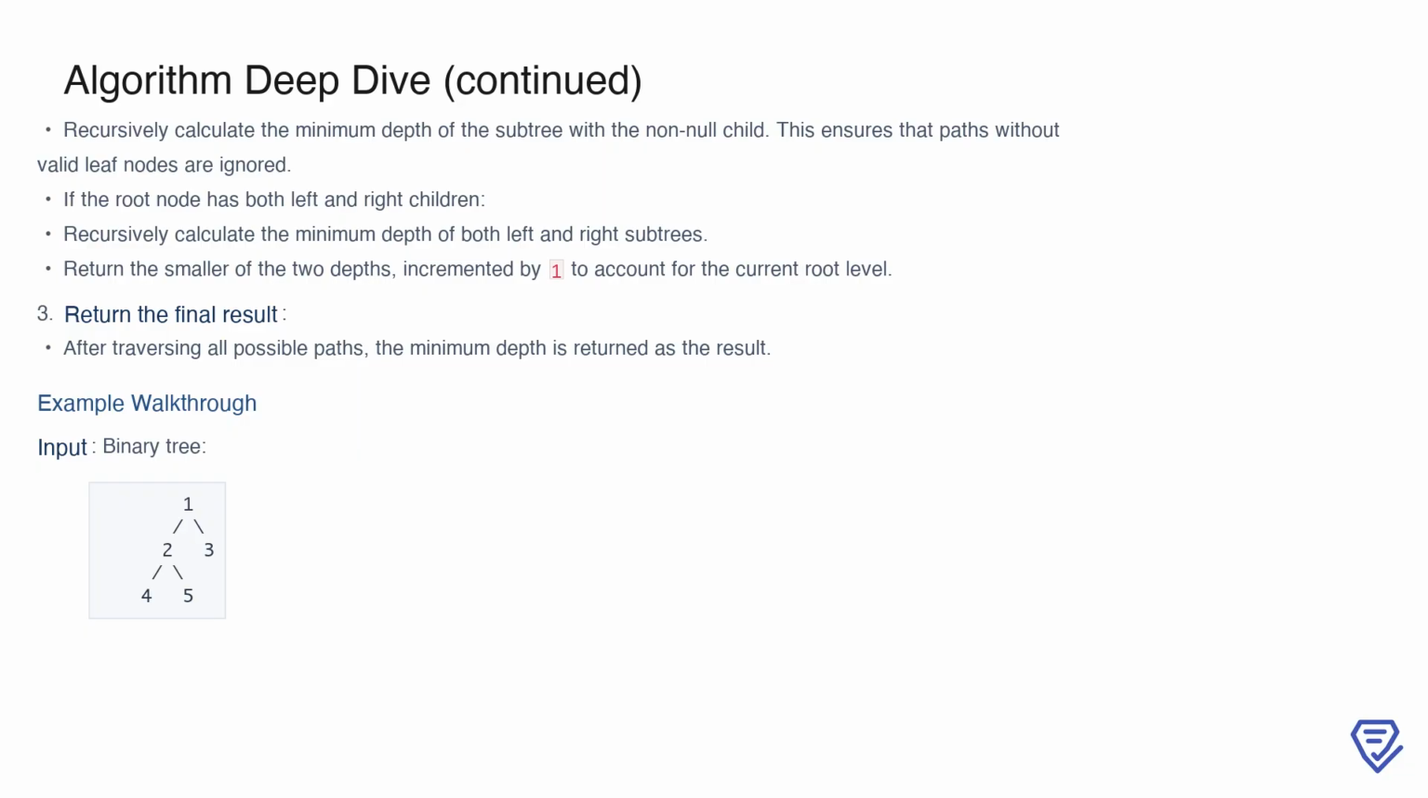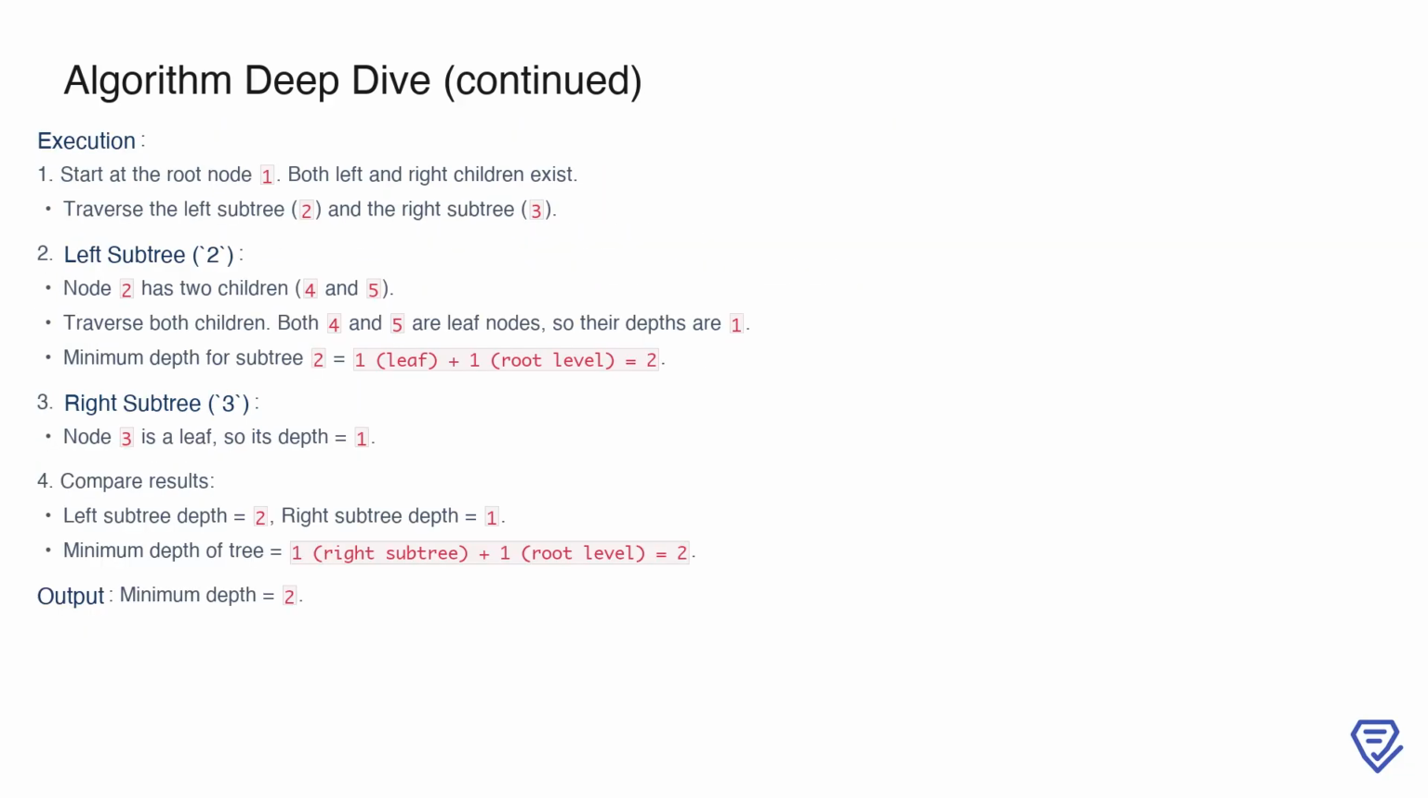We'll now see how the algorithm processes this input. Starting with the root node, labeled as 1, we see that it has both left and right children. First, we traverse the left subtree, which begins at node 2. Node 2 has 2 children, nodes 4 and 5, both of which are leaf nodes. Since they are leaves, their depths are each 1. Adding 1 for the root level of node 2, the minimum depth for this subtree becomes 2.